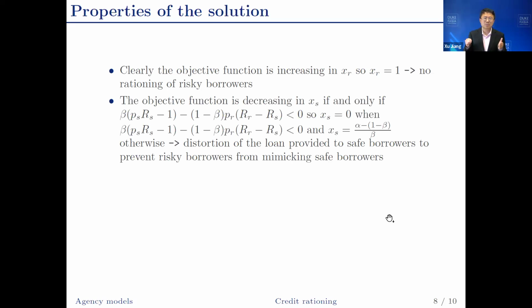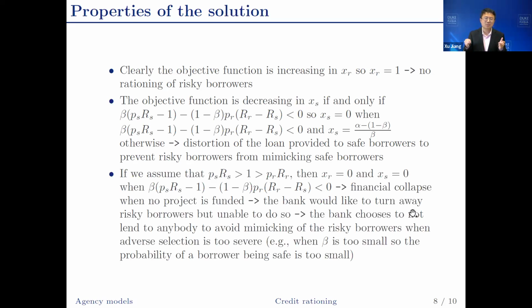And the objective function may or may not decrease in XS. So we're going to see that under certain conditions, the objective function is decreasing in XS, which means XS equals 0. Under some other conditions, the objective function is increasing in XS. XS is whatever the amount of funding the bank has left after funding all the risky borrowers. Regardless of the outcome, there will be distortion of funding provided to safe borrowers. And again, the logic is to prevent risky borrowers from mimicking the safe borrowers.